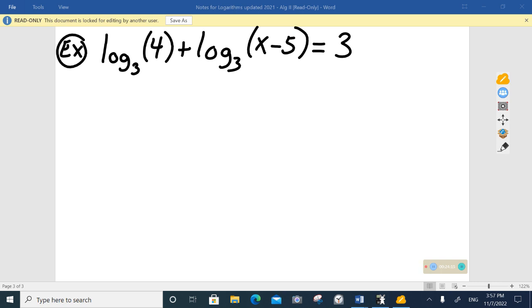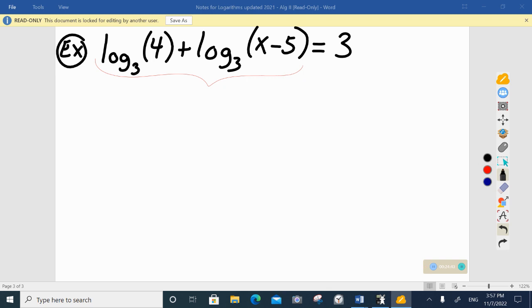All right, so let's look at an example solving a logarithmic equation. I notice we have two logs, but they're both on the same side. It's not a log equals a log, so we can't use the one-to-one property. So what we want to do is compress these two logs into one big happy log because they have the same base. So we're going to make one big happy log.